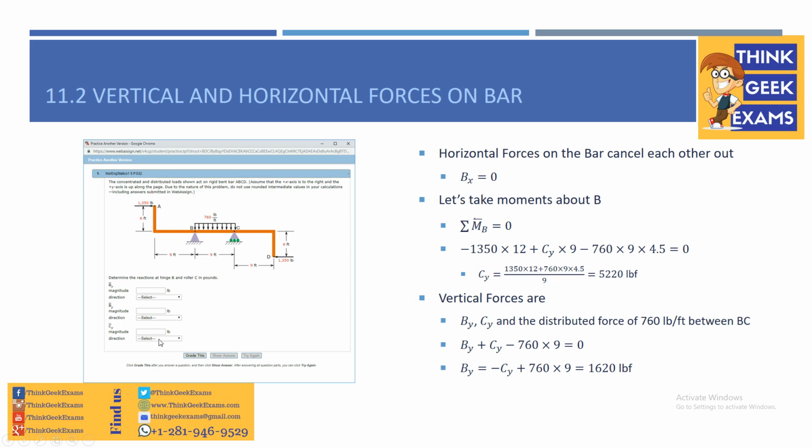This is the third part of this problem, so we already found that. We know Bx and we know Cy. We need to find By. The vertical forces are By, Cy, and then 760 pounds per foot times 9. So those are the vertical forces. 760 pounds per foot times 9. This force is acting downwards, so this force is going to be negative.